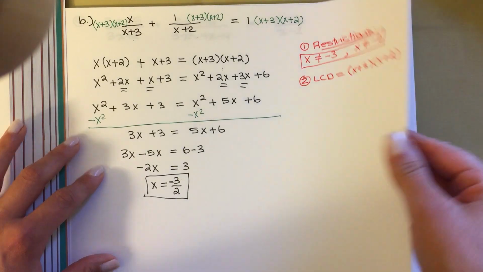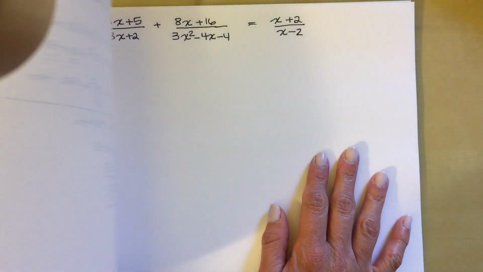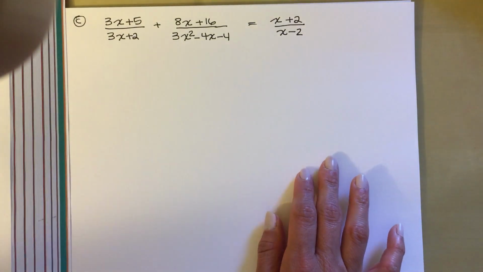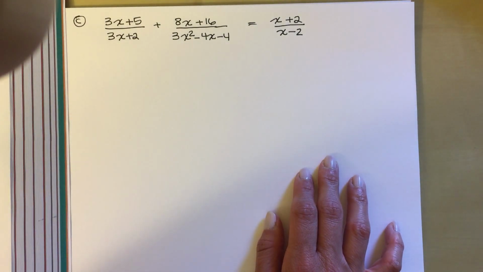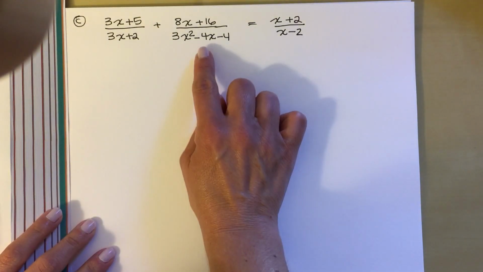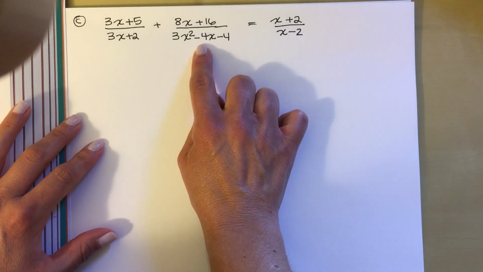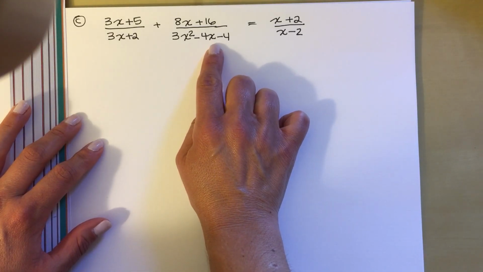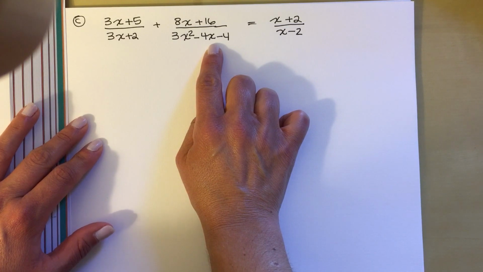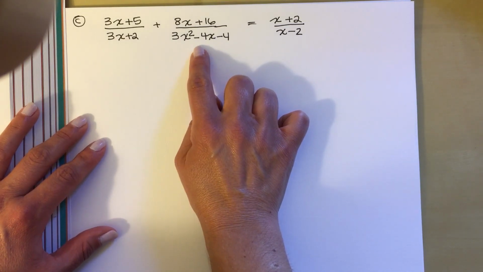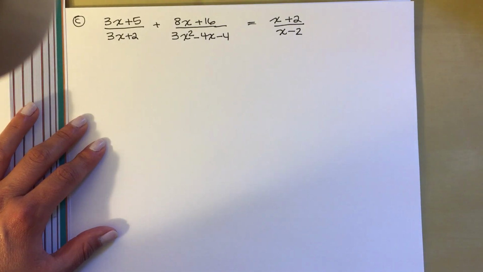Third example. This example is a little bit different because we have something that can be factored. This trinomial needs to be factored before we state the restrictions. Factor first.